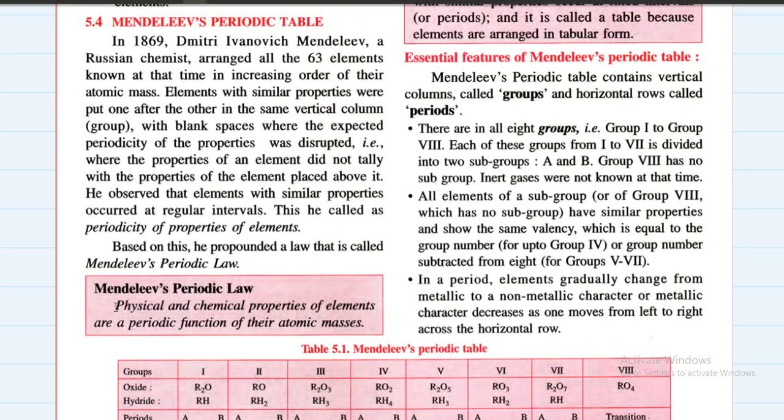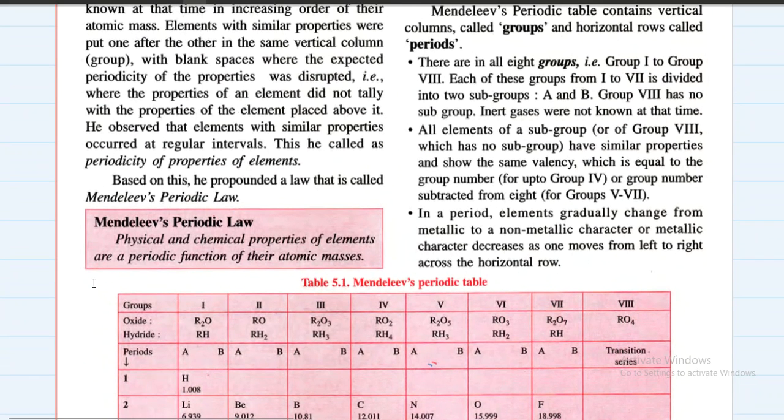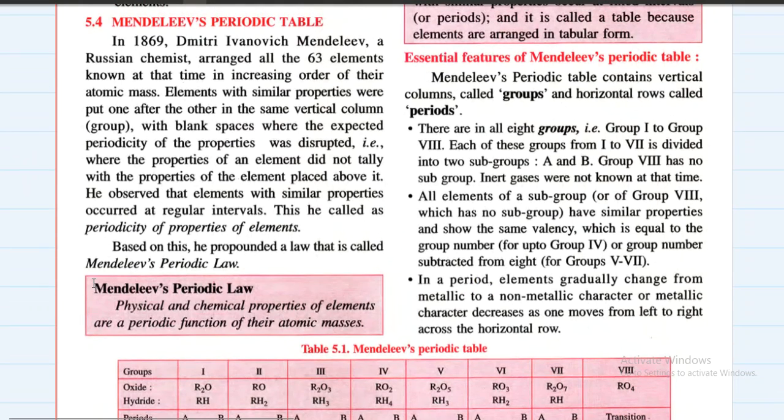That is, where the properties of an element did not tally with the properties of the element placed above it. He observed that elements with similar properties occurred at regular intervals. This he called periodicity of properties of elements. Based on this, he pronounced a law called Mendeleev's periodic law. So, what is Mendeleev's periodic law? Physical and chemical properties of elements are periodic functions of their atomic masses.